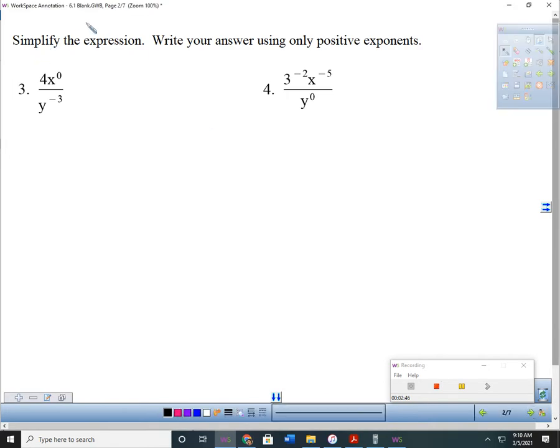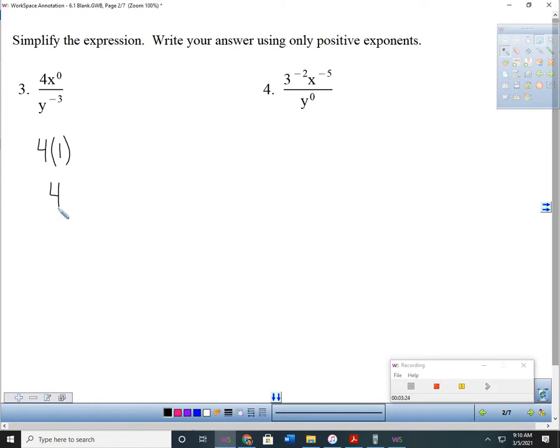So now we're going to go through and simplify some expressions that have more things in them. So we're going to write our answers using only positive exponents. So we want to simplify everything, and in the end, we should only have positive exponents, all right, and no zeros. So first things first, look at your top and look at your bottom and simplify them separately. So I have a 4. I can't do anything with that 4. But I know that x to the 0 power is 1. So I have 4 times 1. And what is 4 times 1? It's just 4, right? Okay?